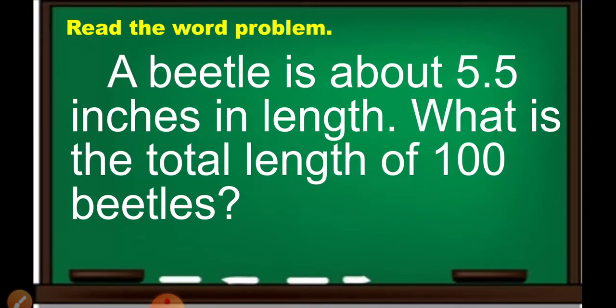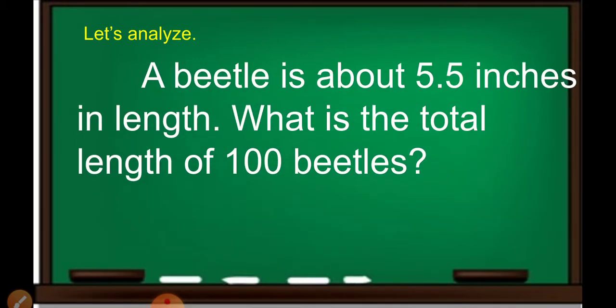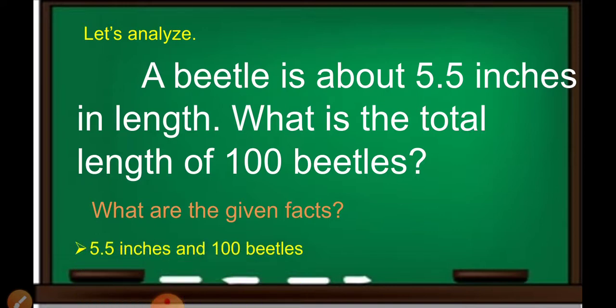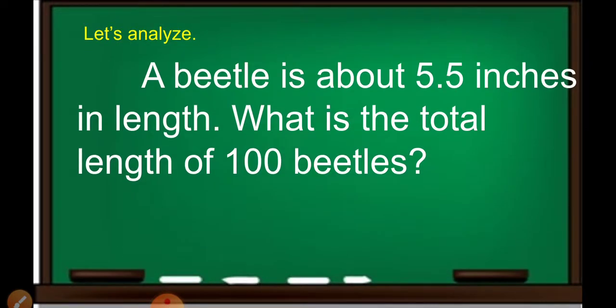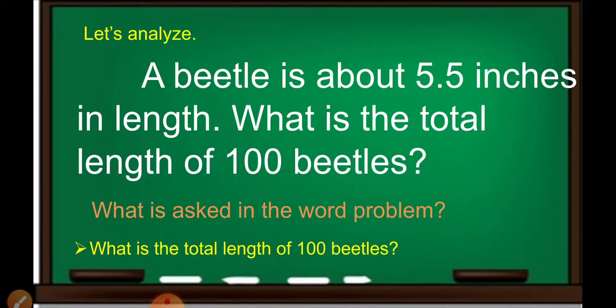Okay, let us read the word problem. A beetle is about 5.5 inches in length. What is the total length of 100 beetles? Okay, let us analyze the given word problem. What are the given facts? The given facts are 5.5 inches and 100 beetles. And what is asked in the word problem? What is the total length of 100 beetles?